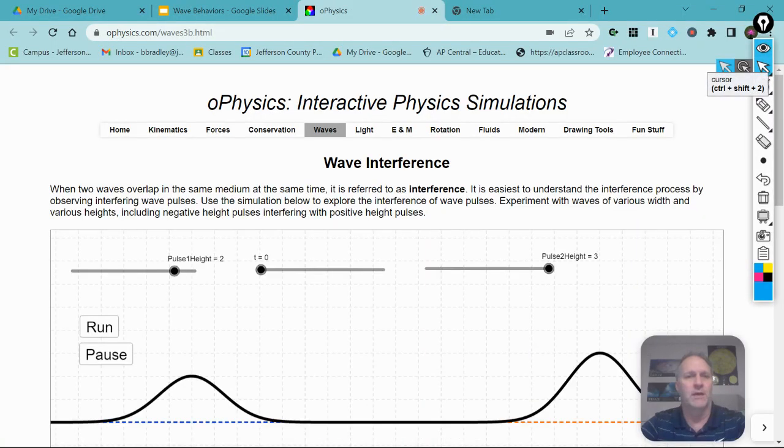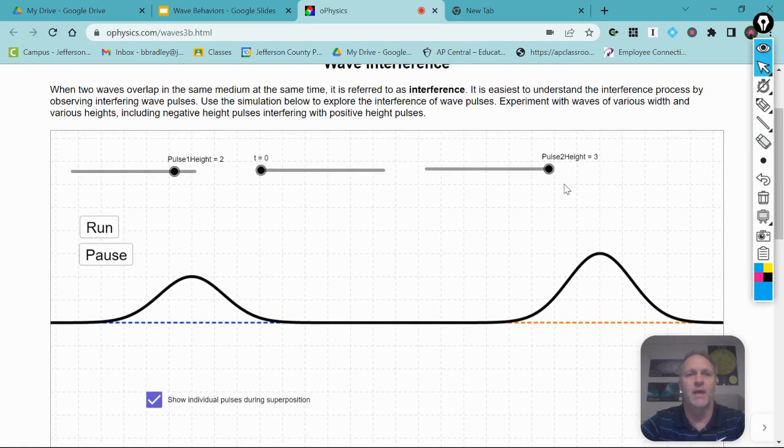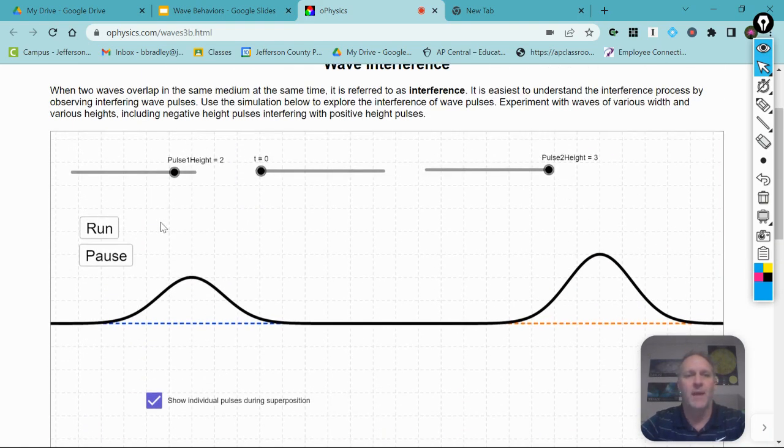Okay, so when I go to this OPhysics website, it's kind of cool because it gives you a good way of being able to see how all this stuff works. And so what I can do is basically have these two waves going towards each other. So right now I've got a positive wave there, and I've got another wave that's positive as well. The second wave here is actually taller than the first wave.